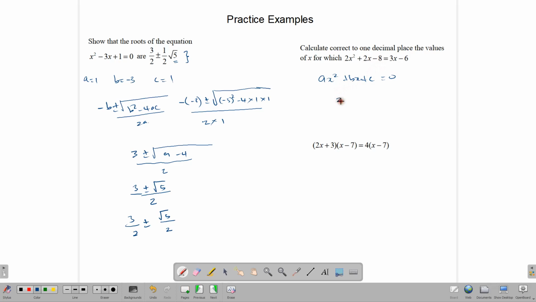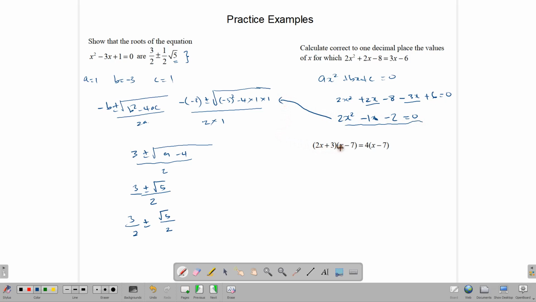So we have 2x squared plus 2x minus 8. Regroup these on the other side of the equation. We get a minus 3x plus 6 equals 0. So we can rewrite the equation as 2x squared. This 2x and this minus 3x gives us a minus 1x, or you can just write minus x. And this minus 8 and plus 6 gives us a minus 2. And that should be equal to 0. And then this is our equation in standard form. And you can go ahead and use the formula to solve.